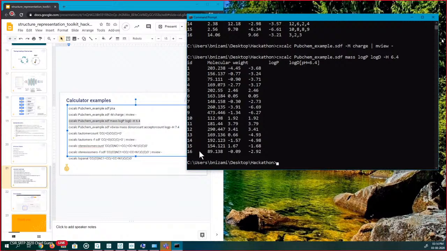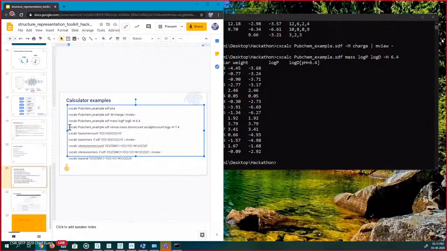So here is the output. Again, the ID of my input molecules, the molecular weight is here, the logP is here, and the logD at pH 6.4. As I mentioned, logD is required to have a pH value given. So this is the output of these three different properties of my given compound. All right, let's take another example.